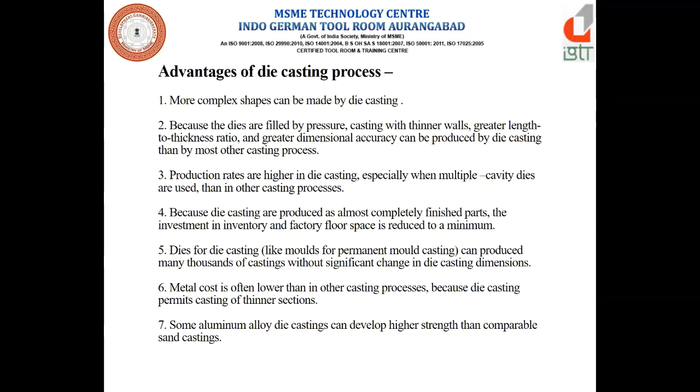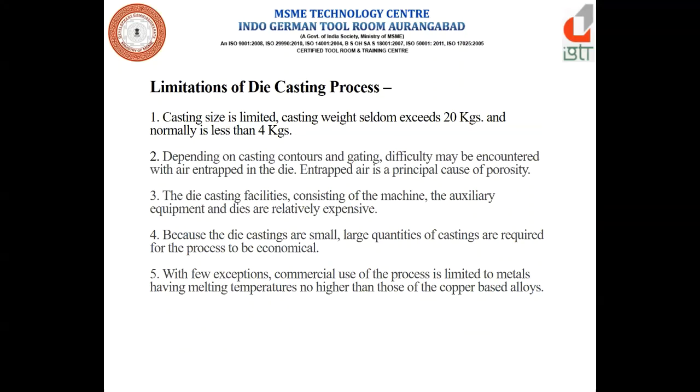In some aluminum casting, we can develop better strength of material as compared to other casting processes. A limitation of this process is that the weight or size of the casting we can achieve is less as compared to other processes.